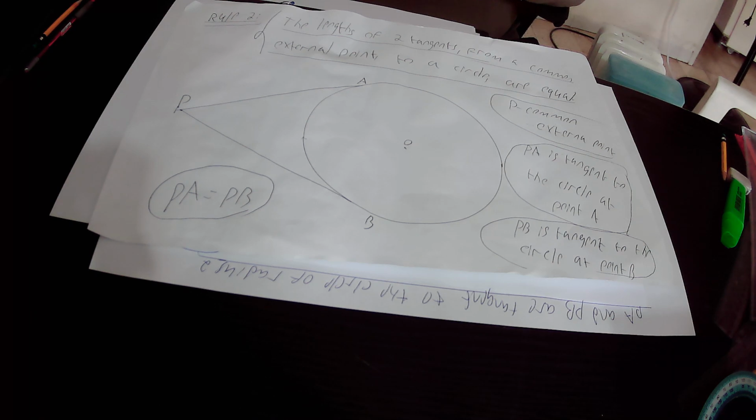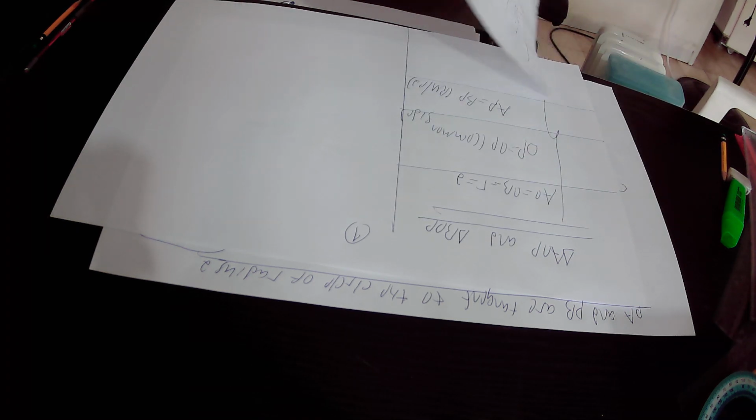So in the drawing we have a circle and we also have this common external point, point P. From the common external point P, we have two tangents to the circle, tangent PA and tangent PB. And according to this rule 2, they are equal to each other. That is to say, PA equals PB. We can actually implement rule 2 in our drawing.